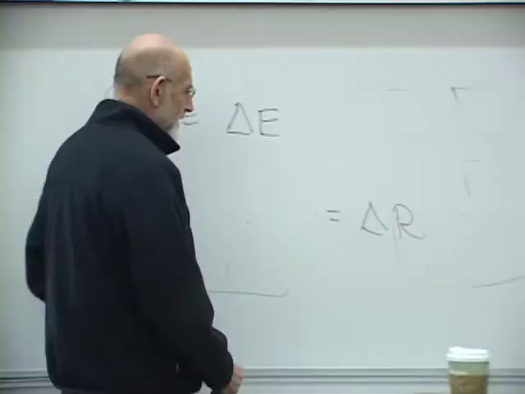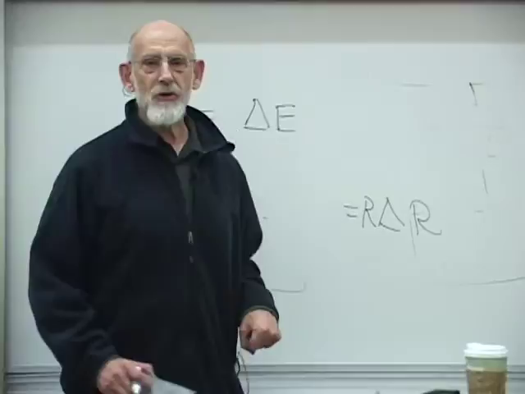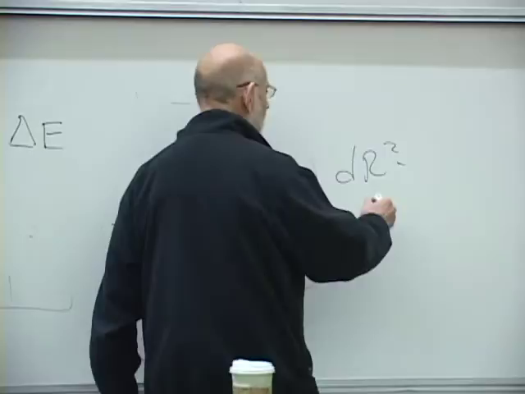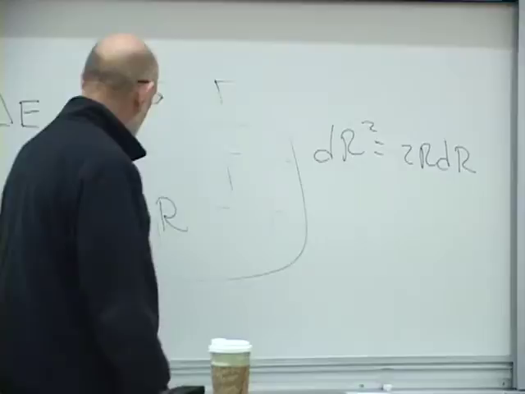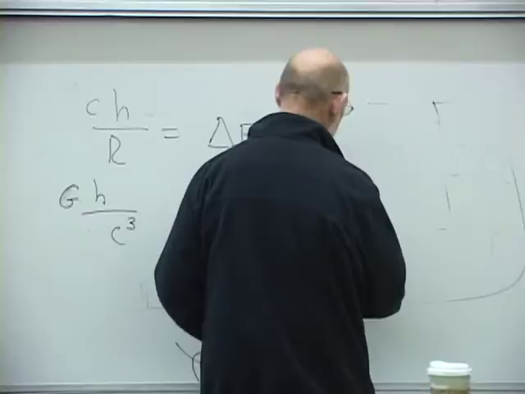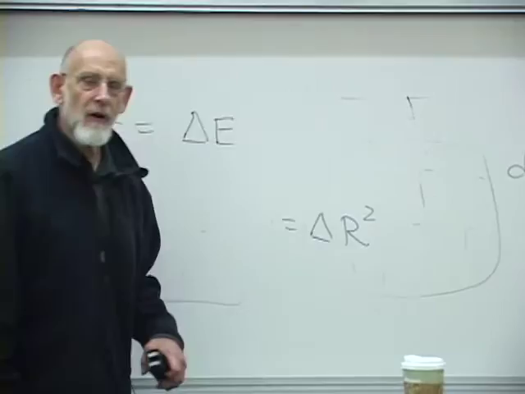R times the change in the radius. What's r times the change in radius? R dr. That's dr squared, right? The change in r squared, apart from a factor of 2, is 2r dr. Just elementary calculus. So r times a small change in r is proportional to the change in the square of the radius. But what's the square of the radius? The square of the radius of the horizon is the area of the horizon.